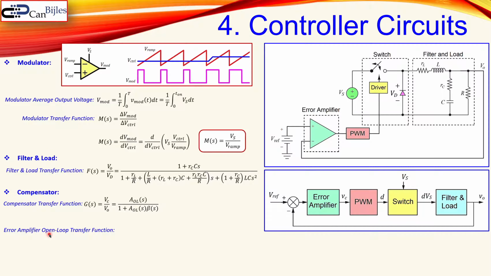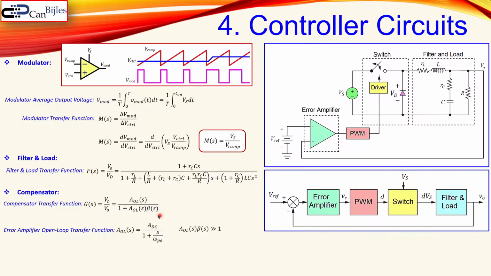So the error amplifier open loop transfer function is given by this. This is a generic first order transfer function for the error amplifier. You can also see that in op-amp theory. You see the DC voltage gain and also a pole, one pole at omega PE. So this is the error amplifier pole.